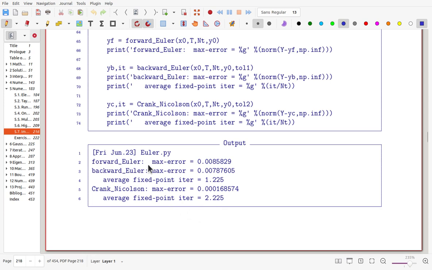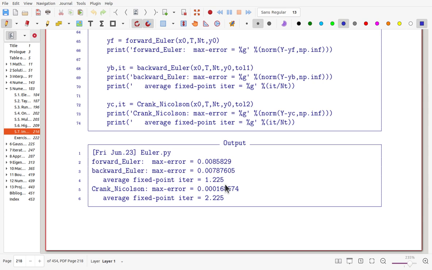And for forward-Euler we have this error, and here for backward-Euler we have this error. For this problem, the error for backward-Euler is slightly smaller, but mostly they are around the same. And the number of fixed point iterations on average is 1.225. That means that for backward-Euler, the implicit equation was solved in most cases in one iteration.